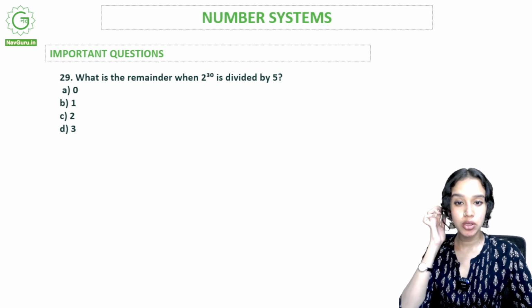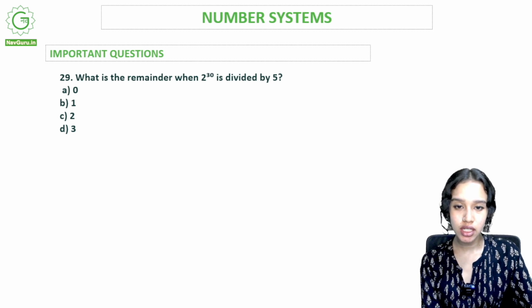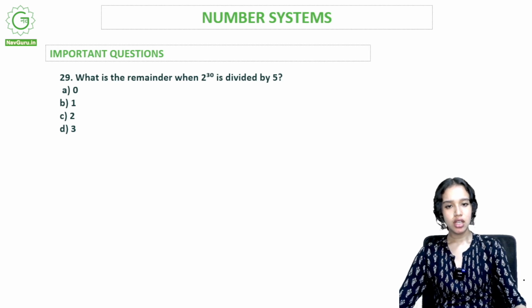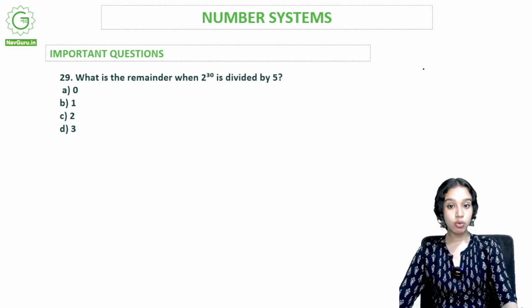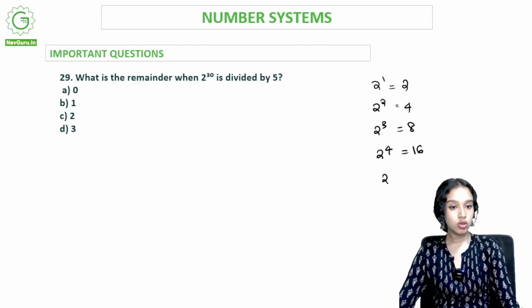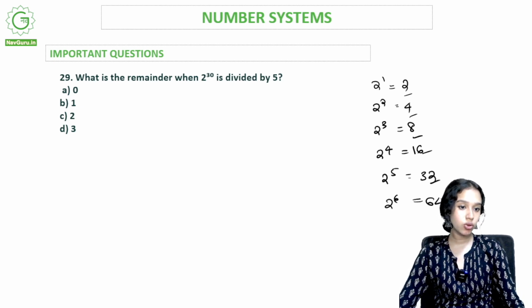What is the remainder when 2 raised to 30 is divided by 5? So, what would 2 raised to 30 be? This is a tricky question, a little bit tricky. Let's find the digit in the ones place for 2 raised to 30. We know that 2 raised to 1 is 2, 2 raised to 2 is 4, 2 raised to 3 is 8, 2 raised to 4 is 8 into 2, 16, 2 raised to 5 is 16 into 2, 32, and 2 raised to 6 is 32 into 2, 64. So, 2, 4, 8, 6. Again, it would repeat 2, 4, 8 and 6.